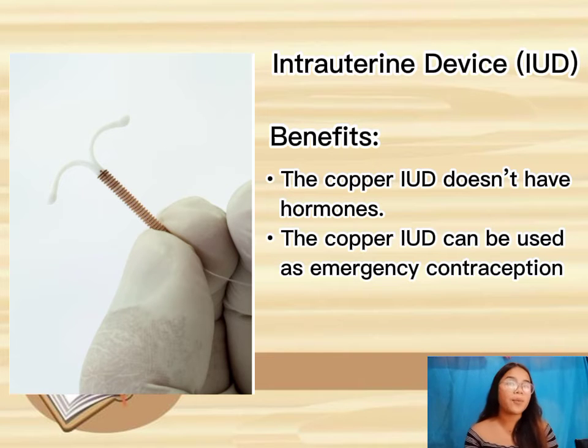Sixth one is the copper IUD can be used as emergency contraception. Paragard IUDs are the most effective form of emergency contraception out there. If you get one within 120 hours or 5 days of having unprotected sex, it's over 99% effective against pregnancy. And bonus, your copper IUD can keep preventing pregnancy for as long as you like, up to 12 years.